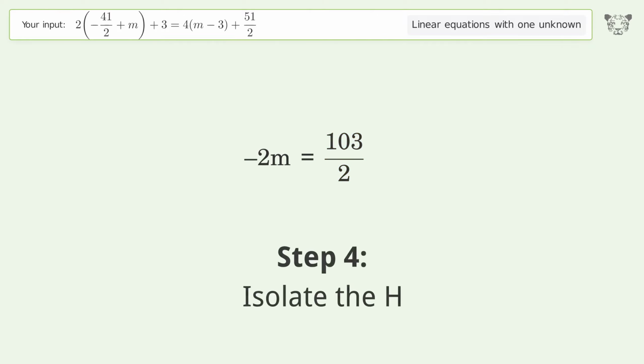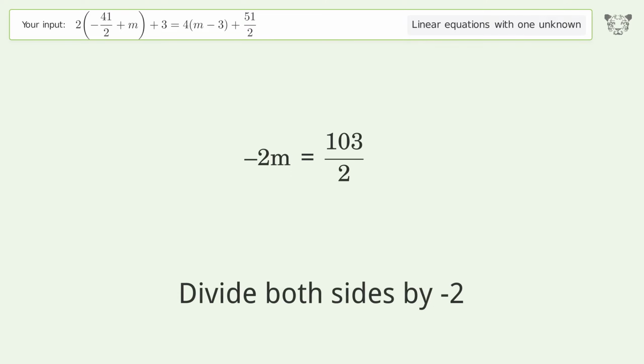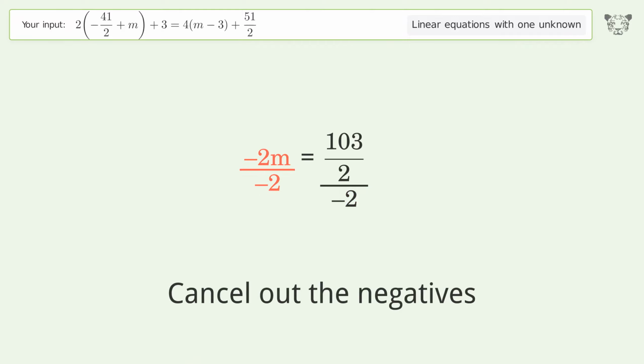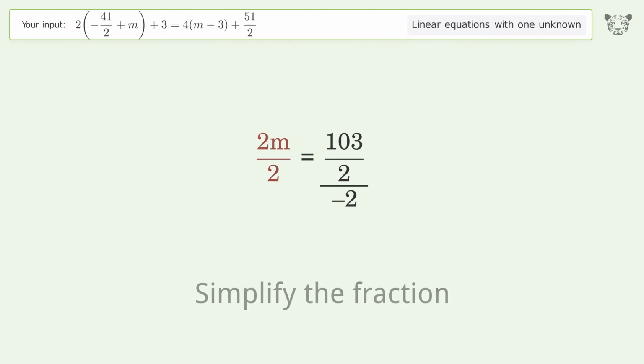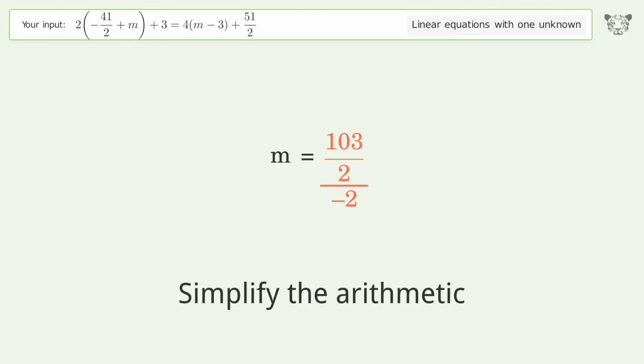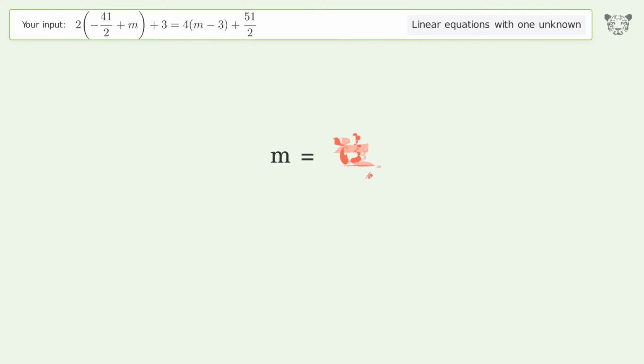Isolate the m. Divide both sides by -2. Cancel out the negatives. Simplify the fraction. Simplify the arithmetic. And so the final result is m equals -103/4.